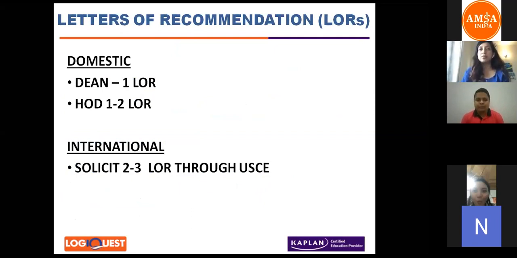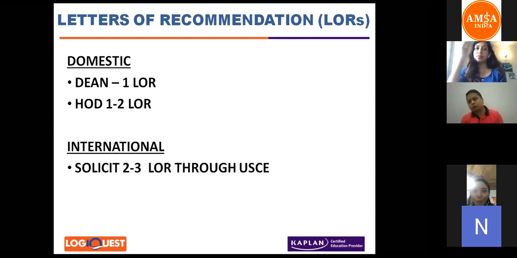You also get letters of recommendation from the local college that you're studying in your country, which is one letter of recommendation from the dean. Maybe one or two from the HODs is also good. That reflects how you have been in your academics in the last 5.5 years, which is why the domestic letters of recommendation would help.